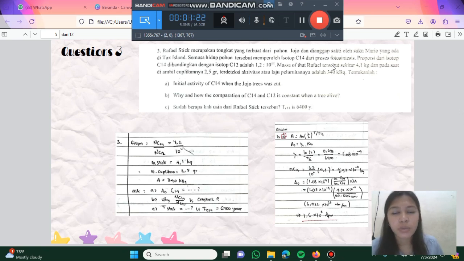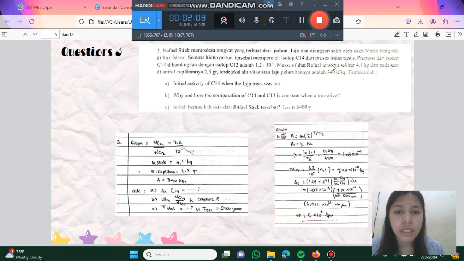So the next is we can move to number 3 question. So the question is, the raffle stick is a stick made from juju trees and is considered sacred by the Mario tribe on Tex Island. During its lifetime, the tree obtained isotope C14 from the process of photosynthesis. The proportion of isotope C14 compared to isotope C12 is 1 times 2 per 10 to the power of 11.